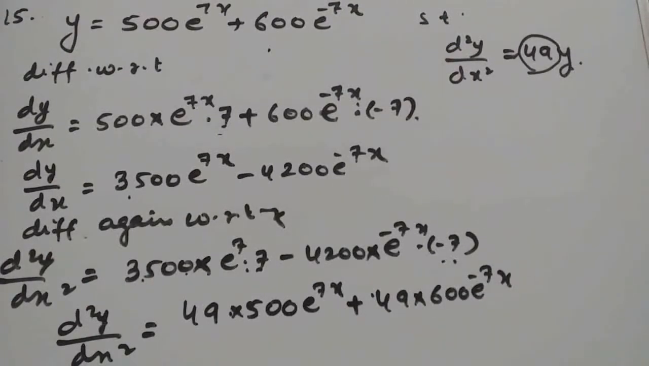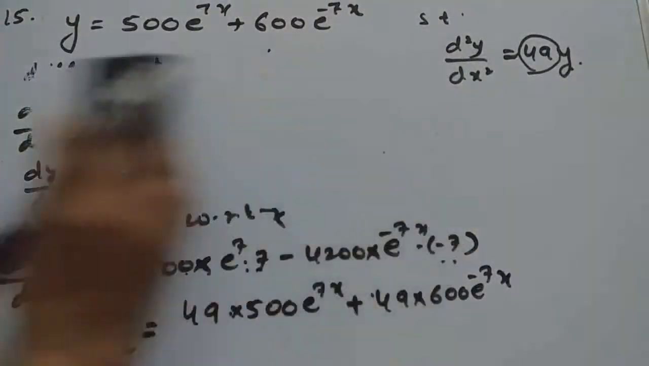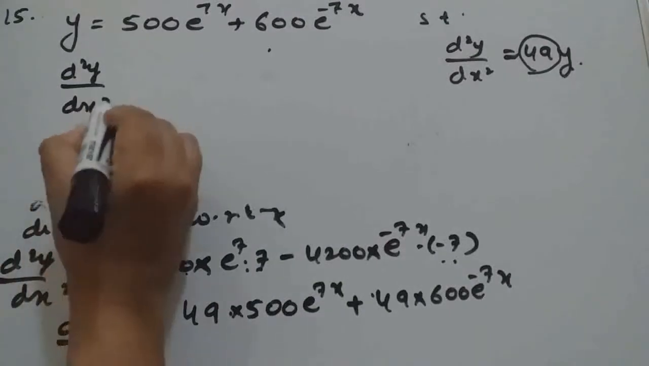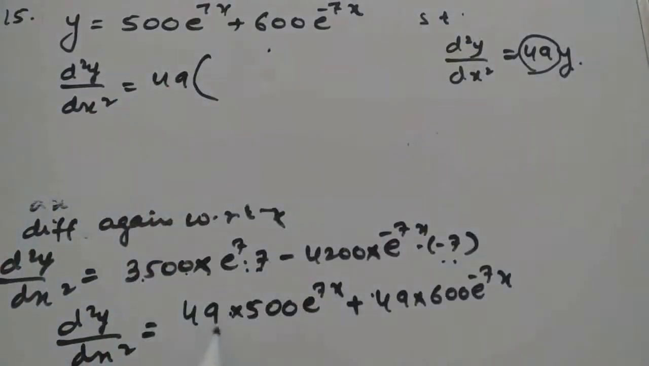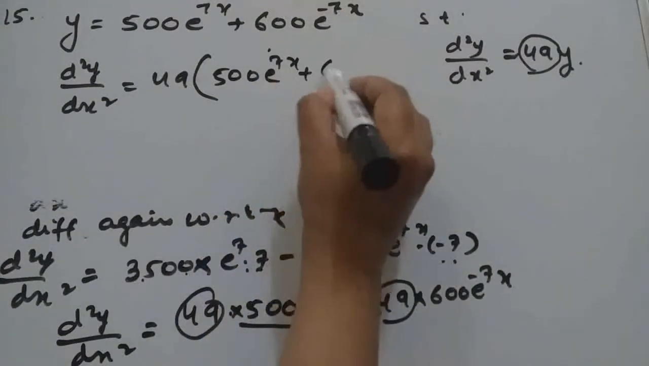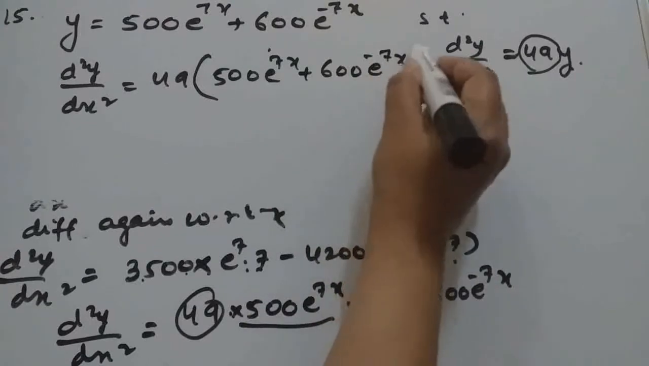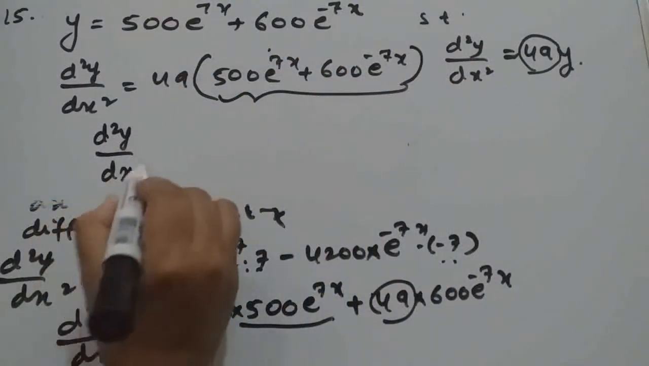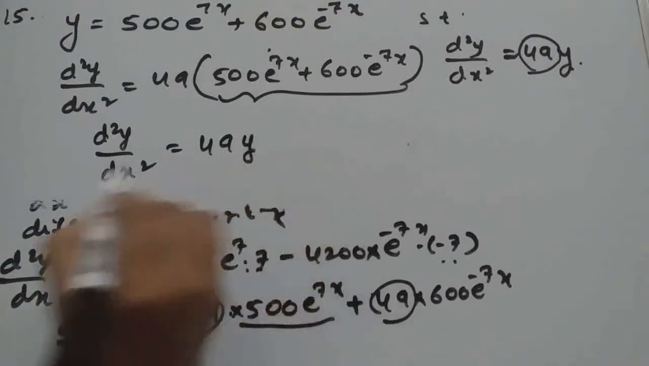Okay. So now what we will do here, 49 we will take common. So this will remain 500 e power 7x plus 600 e power minus 7x, which is what? Y. So here we got the answer 49y.